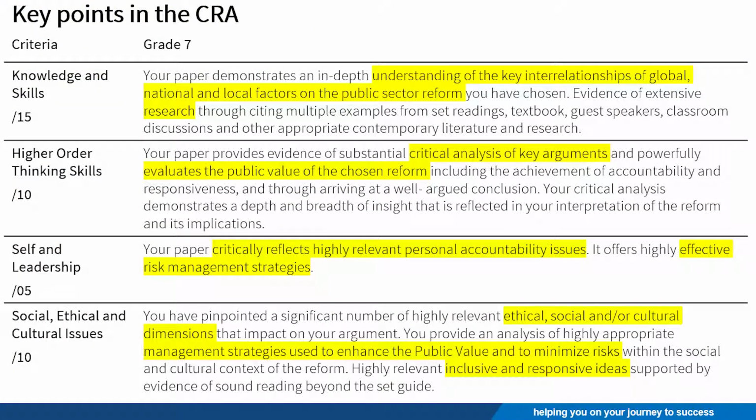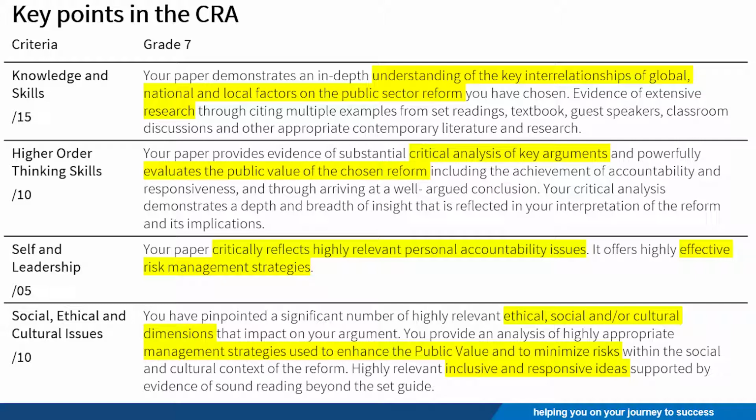So I've highlighted here just the main points. I haven't highlighted in-depth, highly sophisticated, but just the main things that you need to cover. So it's understanding key interrelationships about the factors of the reform, doing a critical analysis of those key arguments that evaluates public value, critically reflecting on personal accountability issues, effective risk management strategies, pinpointing ethical, social, and cultural dimensions, and providing an analysis of management strategies. So they're the main points that you're being asked to do here.